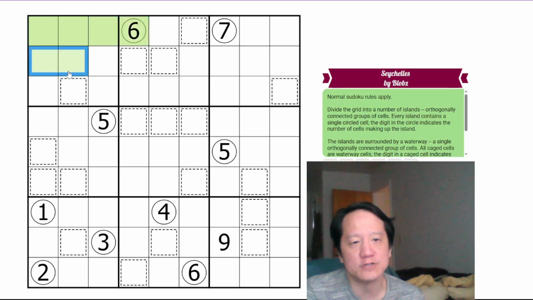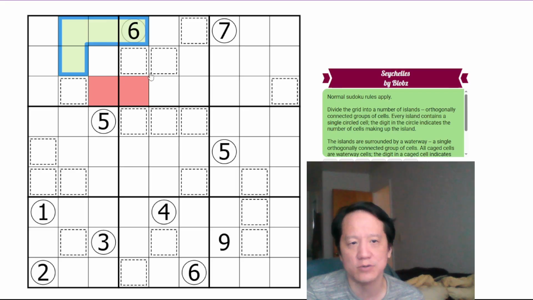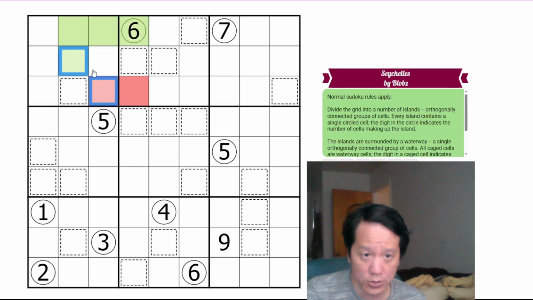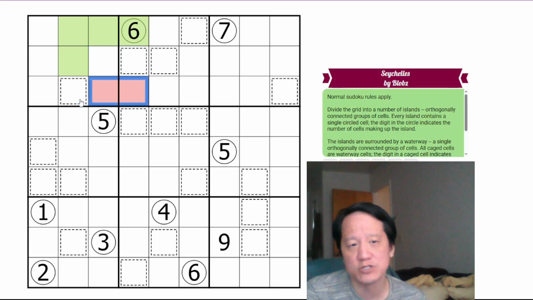What is not valid as an orthogonally connected region would be something like this. This is not valid because from these two cells, even though they can go to each other by going through edges while staying within the region, they cannot get to the other cells in the region by doing so. They would have to either go through a corner or go through an edge and exit the region, which is not allowed.